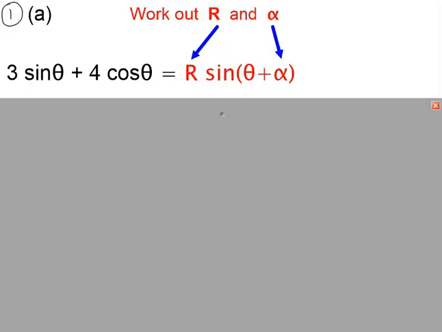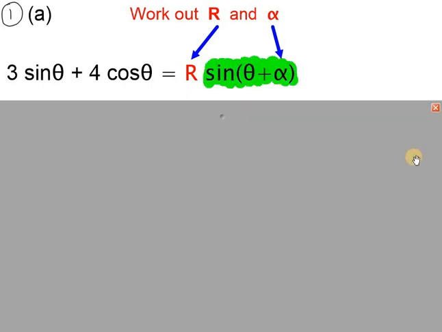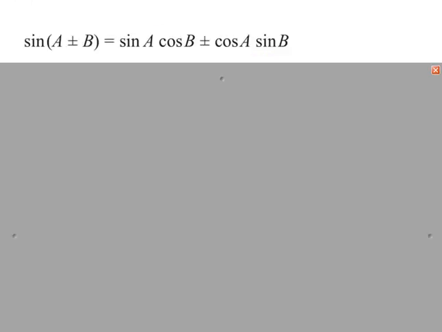Example 1. We want to write 3 sine theta plus 4 cos theta simplified into just something in terms of sine. So we have theta on the left hand side, we still have theta on the right hand side. The unknown values are alpha and r. Now this is an addition angle identity. Here it is. It's in the formula book.